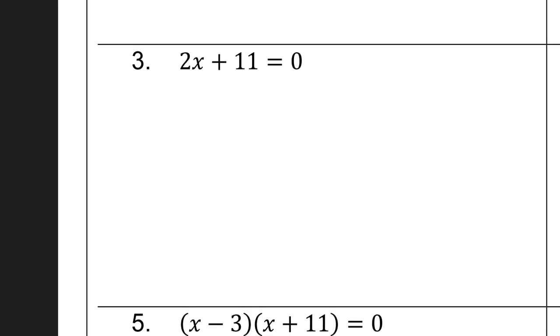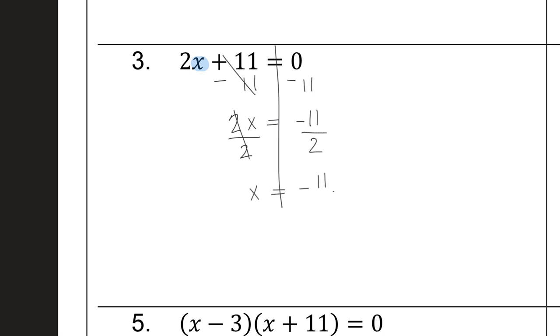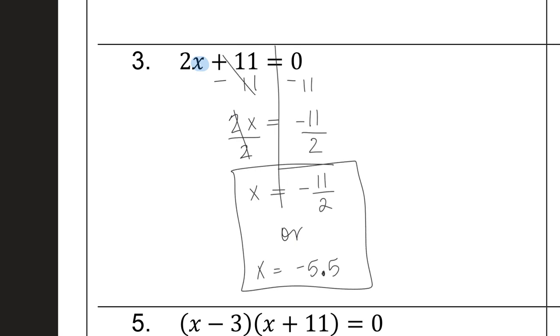If we look at number 3, again, we're trying to get x alone. So we can draw that line. First thing we have to do, subtract 11. So now we have 2x equals negative 11. And then we can divide by 2. So you can either leave your answer as negative 11 over 2, or you can say negative 5.5. Either of them are fine with me. You do not need to write both, okay?